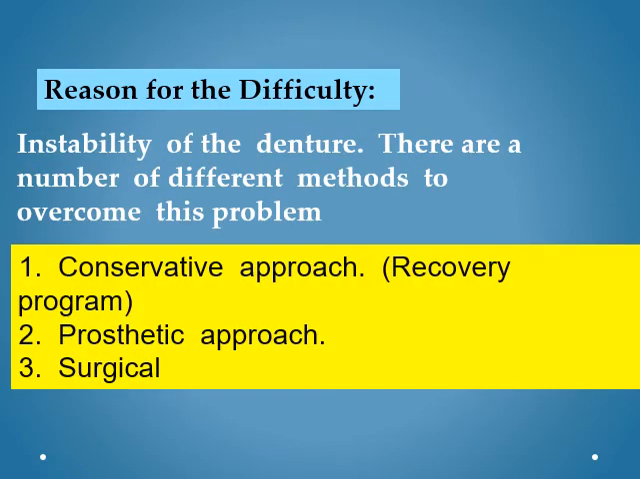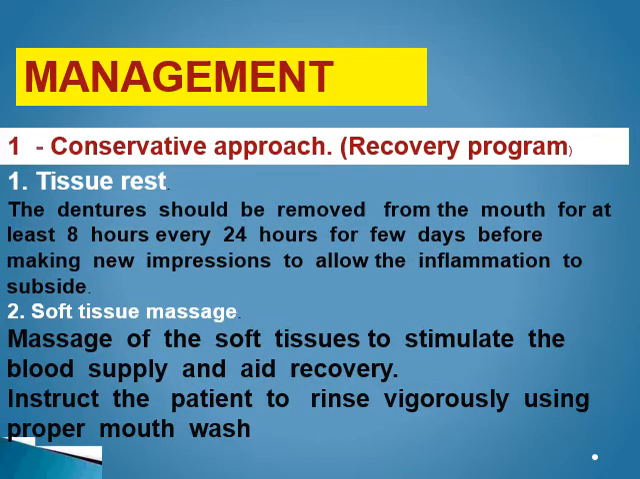Reason for the difficulty: instability of the denture. There are a number of different methods to overcome this problem. This is the flabby ridge part, and here we see its treatment: conservative approach, recovery program, prosthetic approach, surgery. Conservative approach: tissue rest. We remove the denture from the mouth and give rest at least 8 hours every 24 hours for a few days before making a new impression to allow the inflammation to subside.